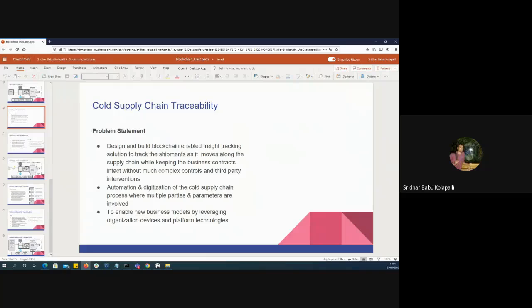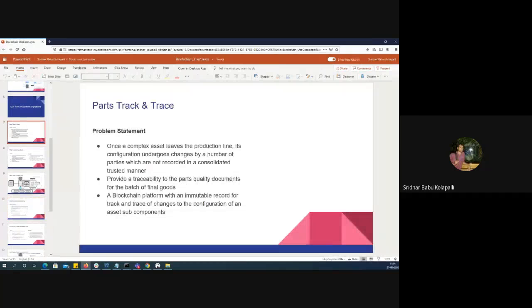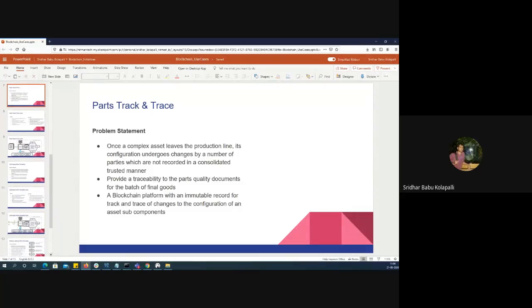Okay, so let me take one example. I have a lot of use cases that I thought I would share, but I will do that later. So let's take this example. This is called parts track and trace. One of the use cases we implemented in my past company is how to track and trace the parts which are used in building a big product. This is applied to a product called the turbocharger.